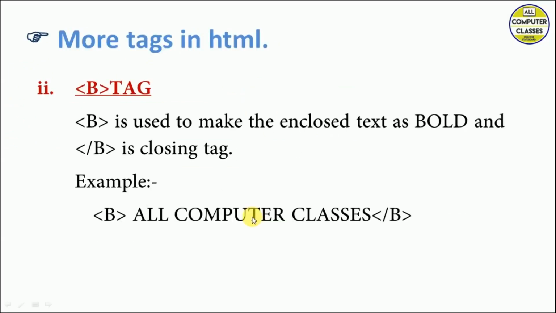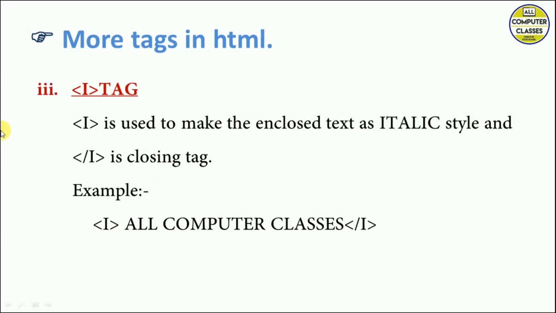Next is the bold tag. The bold tag is used to make the enclosed text bold. It is again a container tag because it uses both an opening and a closing tag. So if I write some text within these two tags, it will be bold. Then we have the I tag, which stands for italic, to make the enclosed text italic. It is again a container tag, having both the starting and closing tags.